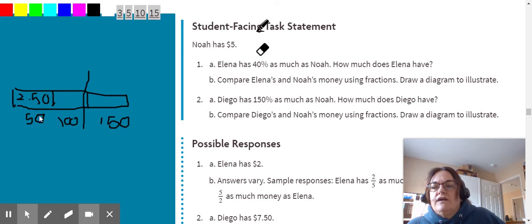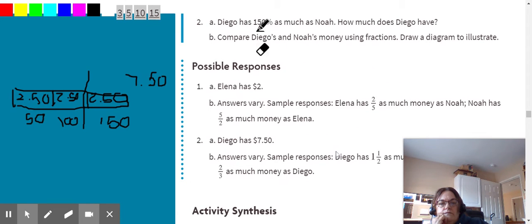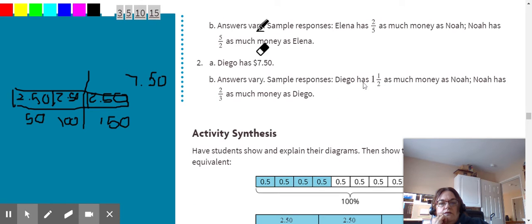So half of that, right? Half of 100% would be $2.50, and another $2.50 is what Noah has, and then another 50% would be what Diego has. So Diego has, if you're adding all those up, $7.50. So that is 1.5, fraction wise, as much as Noah has.